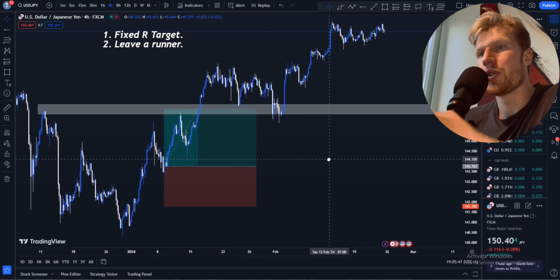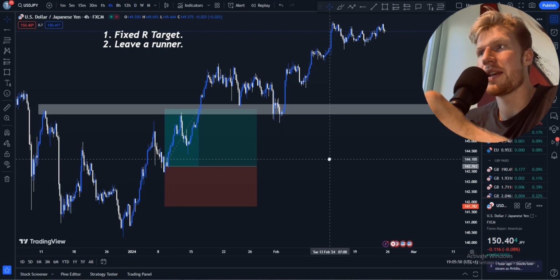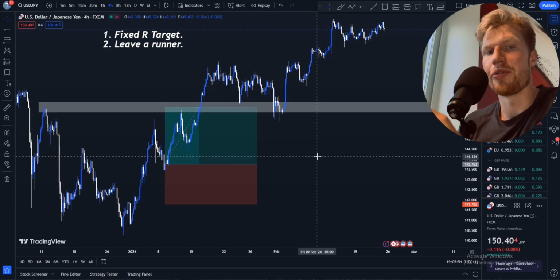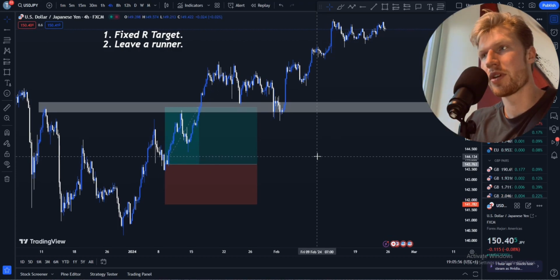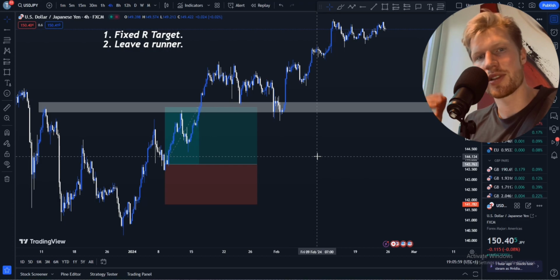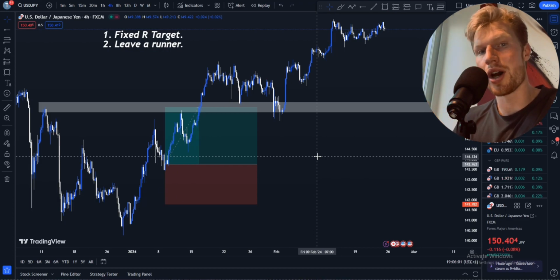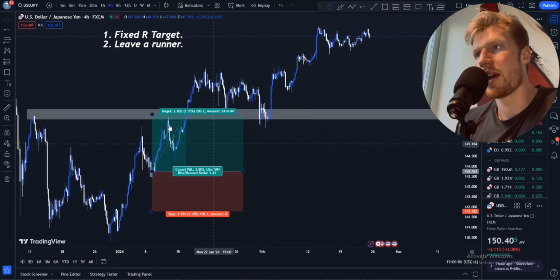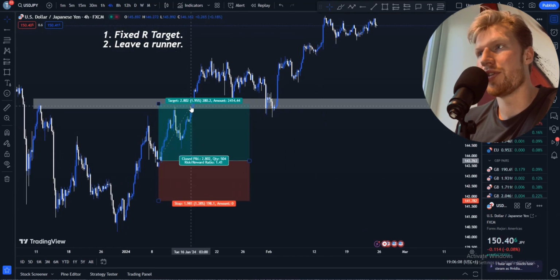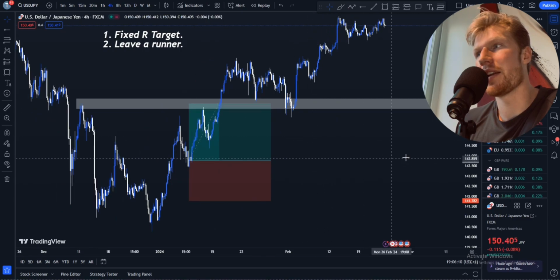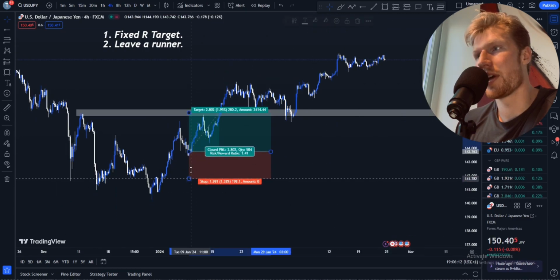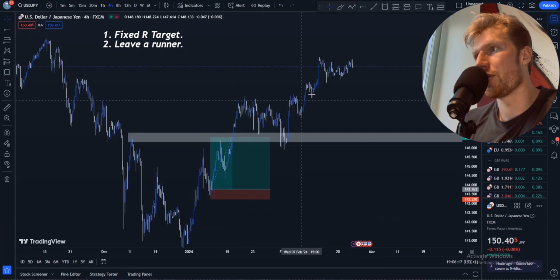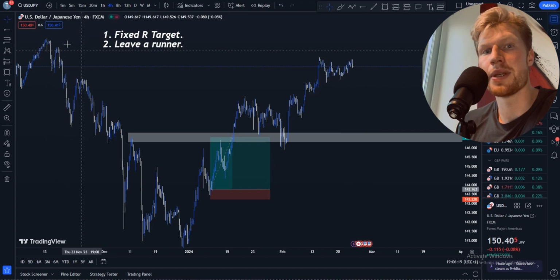I think it's great on your psychology. The reason being is because when you leave a runner, you don't feel like you missed the move if price does continue. But if it gets stopped out, you don't really care because you've got full TP, right? So imagine, same instance, I have 1 to 2, and at 1 to 2 I take 80% off, but then I leave a runner and I just put my stop loss to break even. And then I leave a runner. In this instance, that runner could still be running, right? And maybe I put my TP way up here.